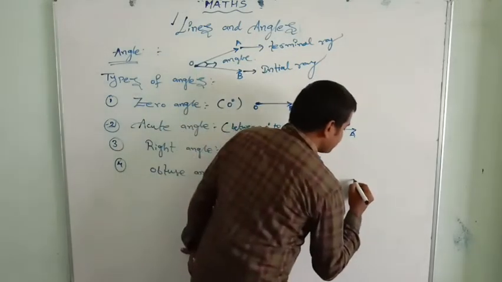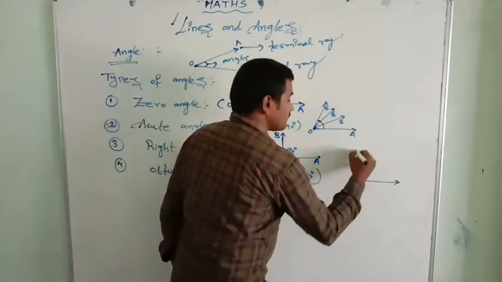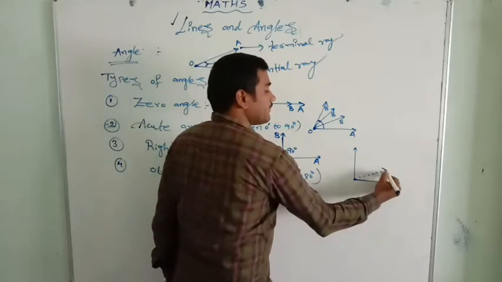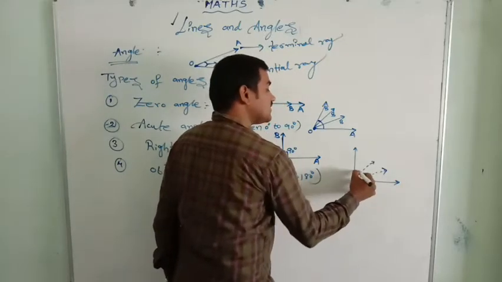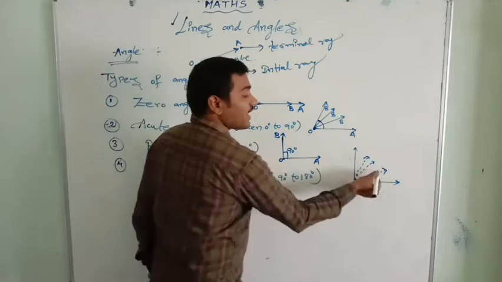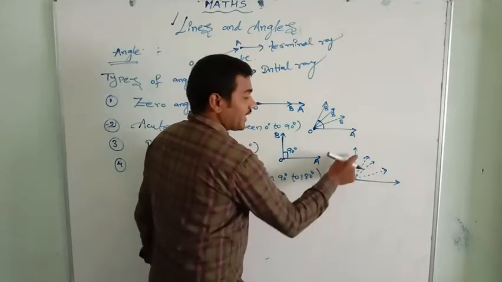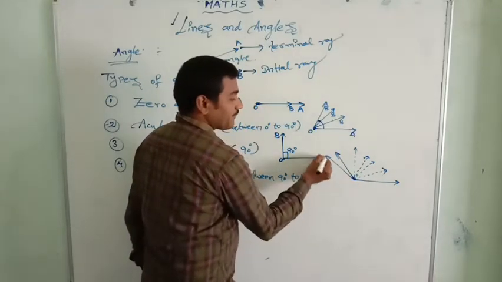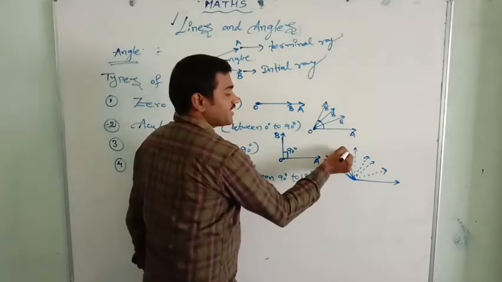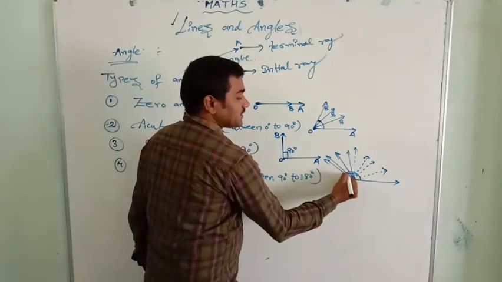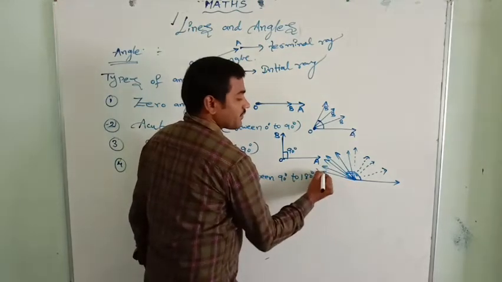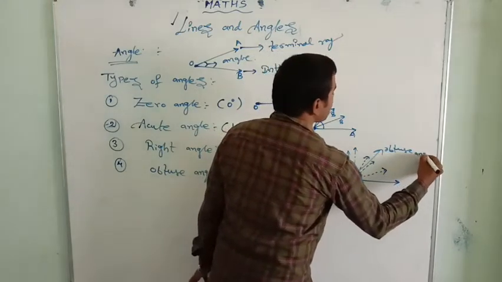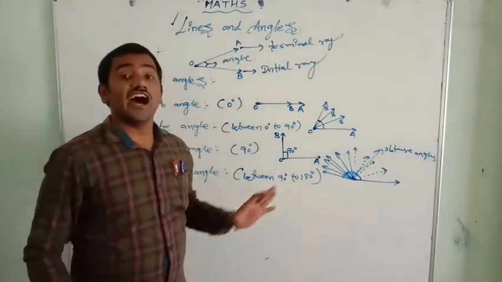So let me take here. This is 90 degrees. If I draw any angle in this, what angles will they be? These rays are acute angles, and this is the 90 degrees angle. More than this 90 degrees, wherever the ray is present here, this complete angle is known as an obtuse angle.